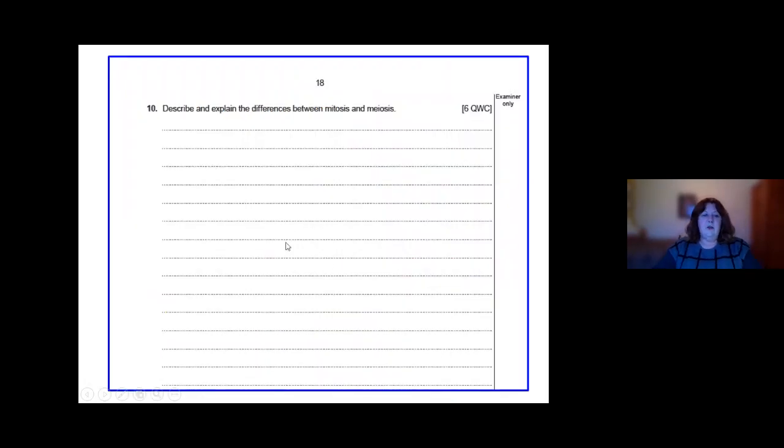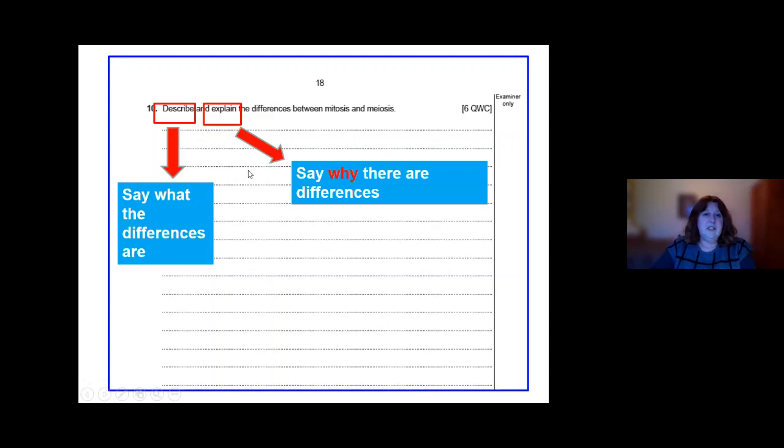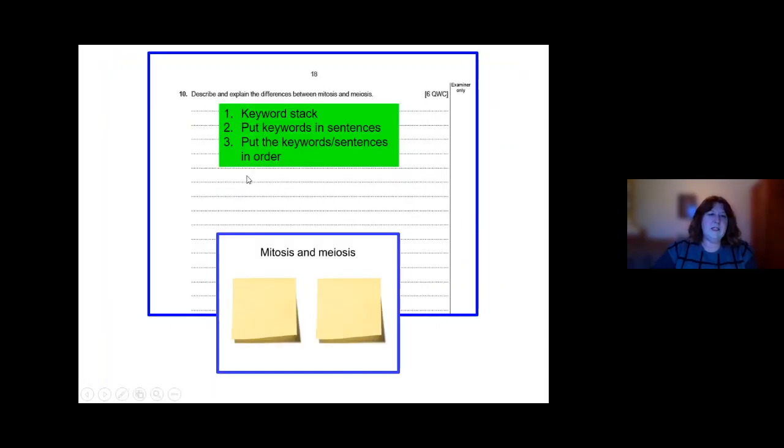Now, the very last thing I want to talk about is an approach to a longer answer question. So how would you describe and explain the differences between mitosis and meiosis for yourselves? You've got to say what the differences are, and to explain it, you've got to say why those differences are there. Now, I always approach this with what I call a keyword stack. I think, right, I've got 2 processes there. I've got to use my own knowledge. On a piece of paper, I am going to put all of the keywords I can think of that relate to mitosis and meiosis.